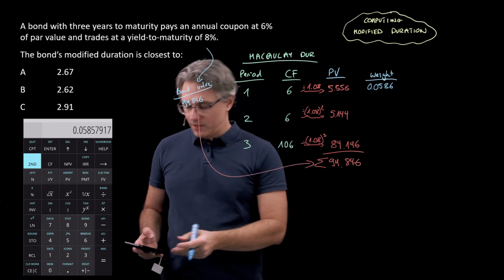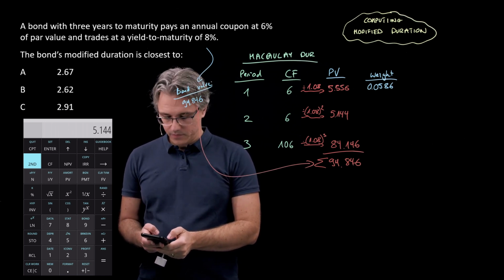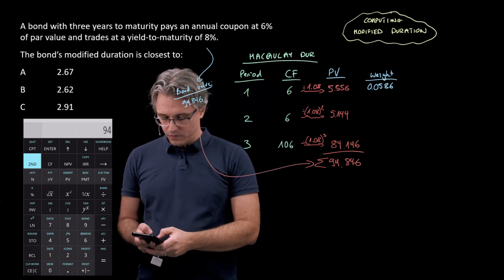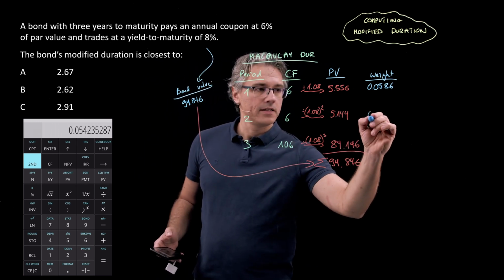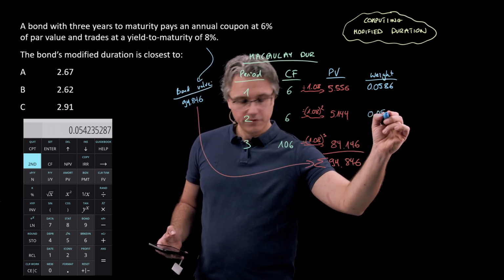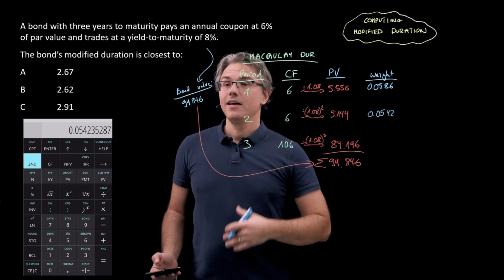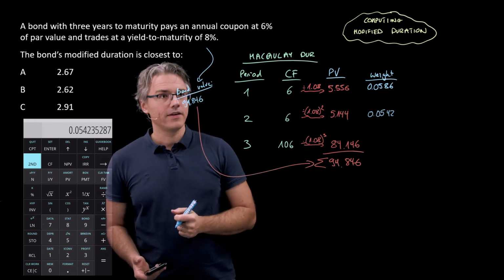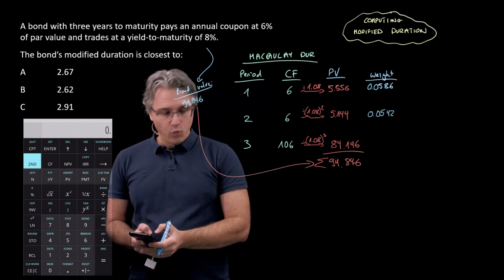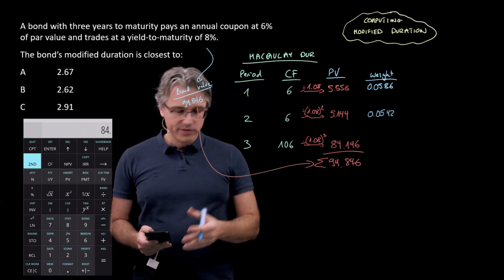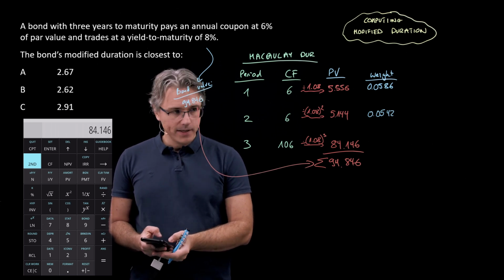I do the same thing for the next one, 5.144 divided by 94.846. This weight is going to be slightly smaller. It's 0.0542. It's slightly smaller than the previous one because it's the same cash flow in absolute terms, but in present value terms, it's lower because it's further away. And the final one, obviously, is going to produce the highest component of the bond's value, so I'm expecting a very big weight here.